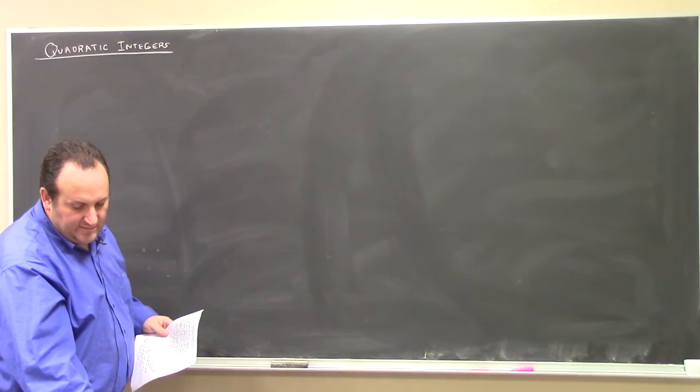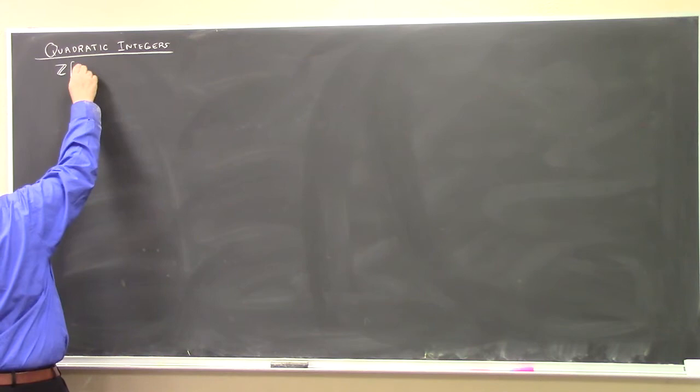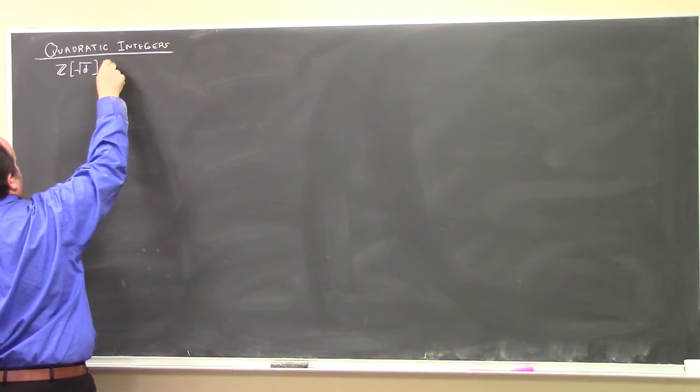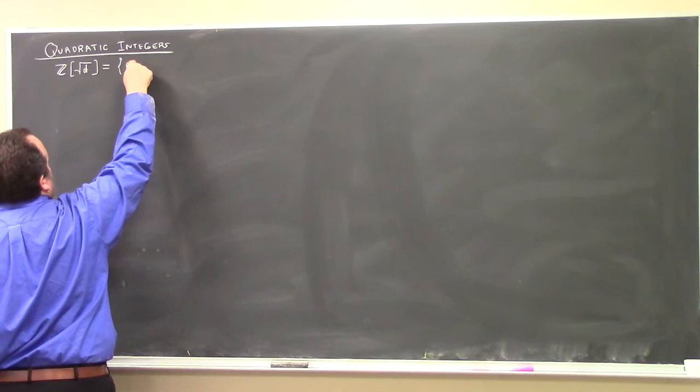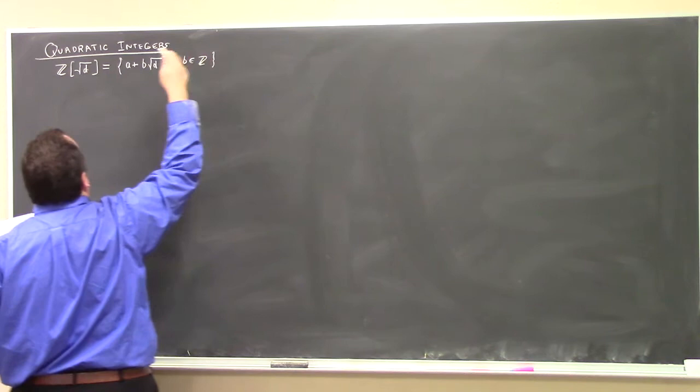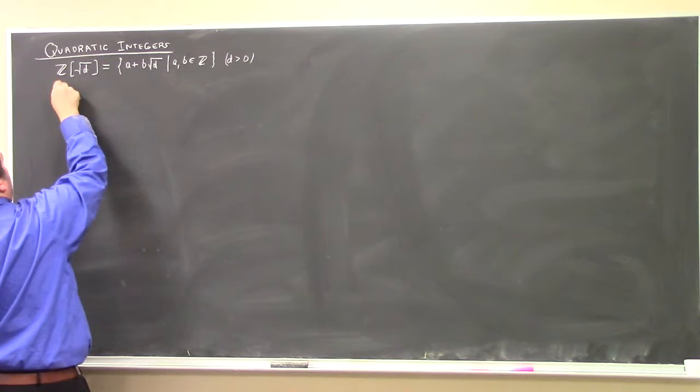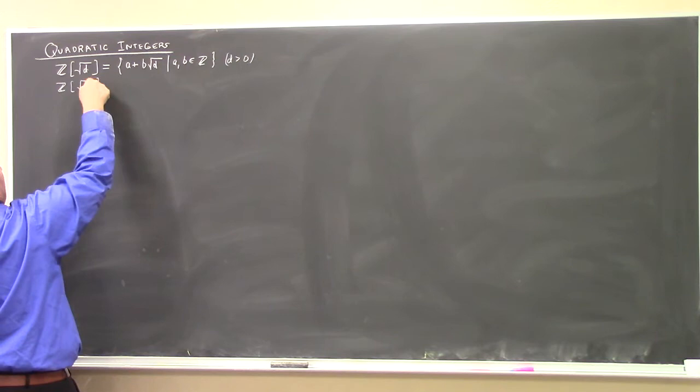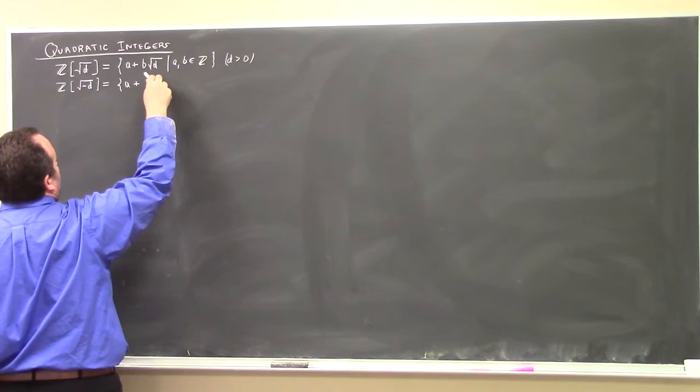More generally, I suppose, you could look at something like Z adjoining the square root of d, where d is square free. And this would be something like a plus b root d, such that a and b are integers. And here I'm assuming d is positive, but I think you can also look at these. In fact, that's the kind of thing we just looked at with the Gaussian integers. I mean, we can write it as bi root d.